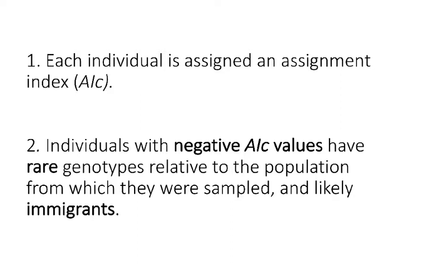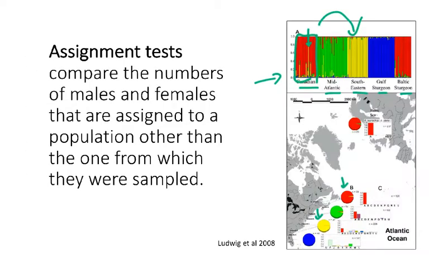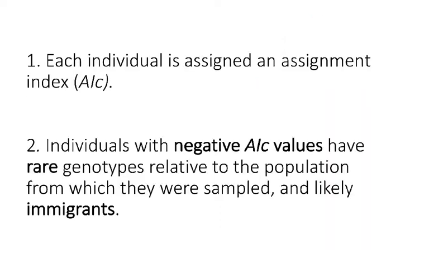And when you're interpreting this, a negative value when you're calculating these AICs indicates it's a rare genotype relative to the population it was sampled in. So that yellow individual we talked about here would have a negative AIC value because it has a rare genotype relative to the population it was sampled in, the rest of that red Canada population. And therefore, that individual is likely an immigrant.